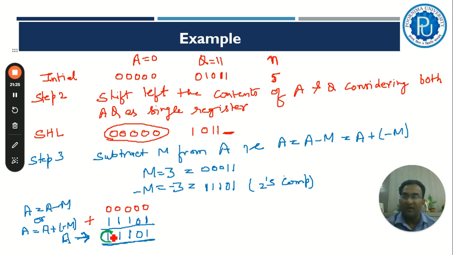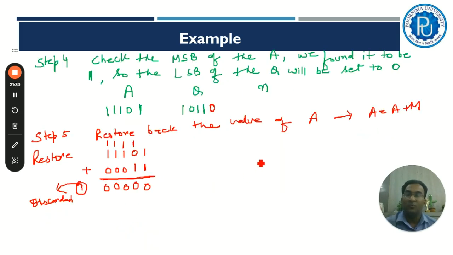After doing the subtraction, we checked the value of the accumulator register. We found it to be negative, that is, the MSB of the accumulator is 1. That's why the Q0 value, the LSB of Q, is set to 0 there. Then, if the result in the accumulator is negative, we have to restore the value of A by adding M to the content of the accumulator. So we restore it back.